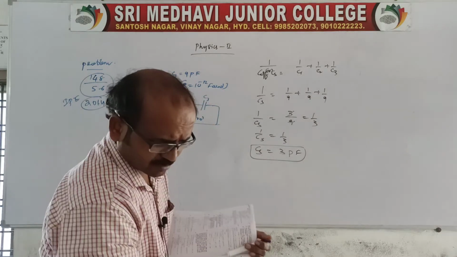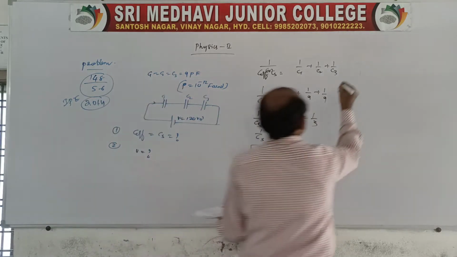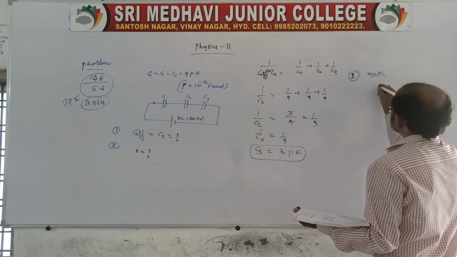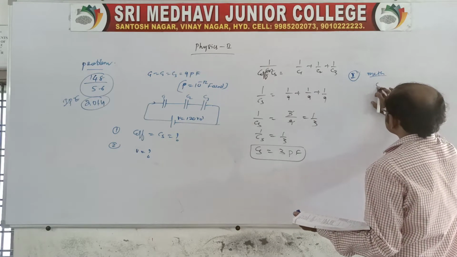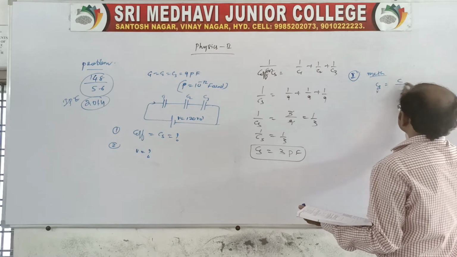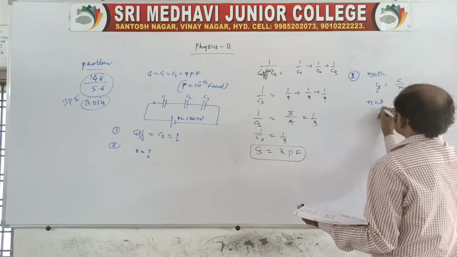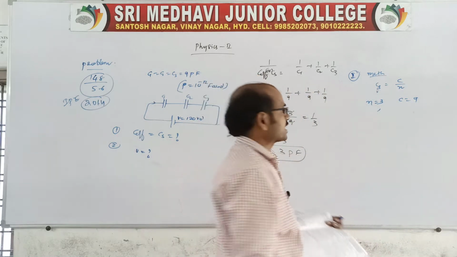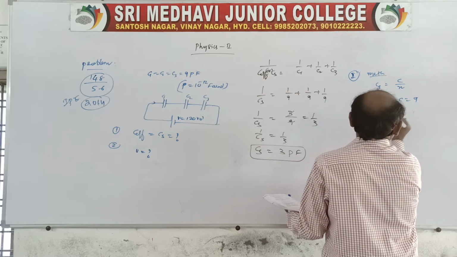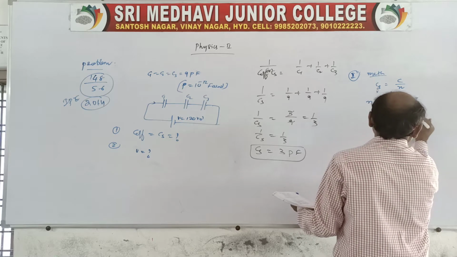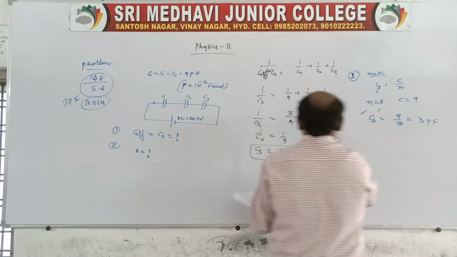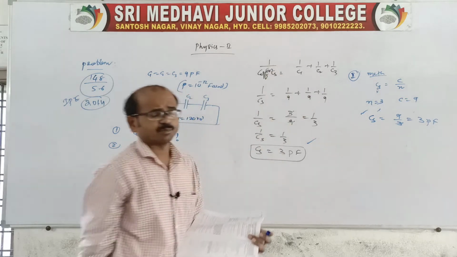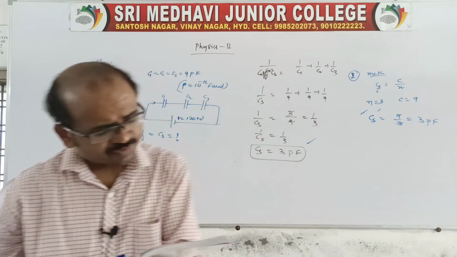I'll tell you a second method also. This is method 2, where we can take it directly: for series, CS is equal to C by N. How many capacitors? 3. Each one is how much? 9. So we can take it directly and save time. So 9 by 3, that is 3 pF. Of course both are correct. That is the method to do it like this, but we can also take it directly because it is in a series combination.